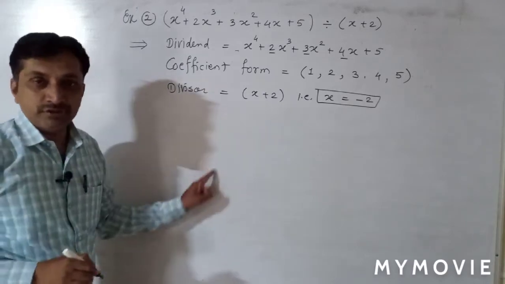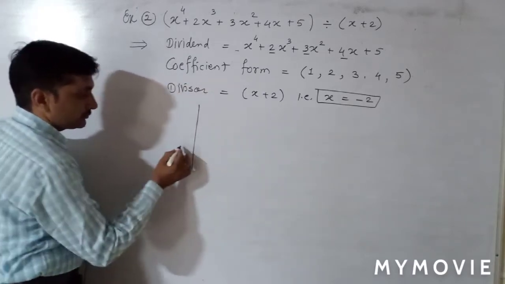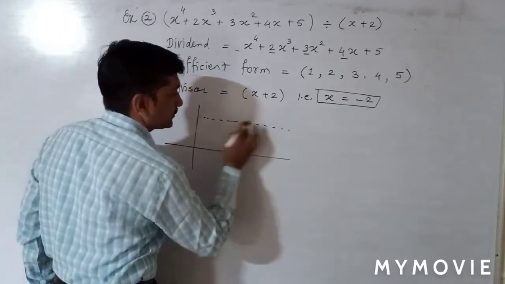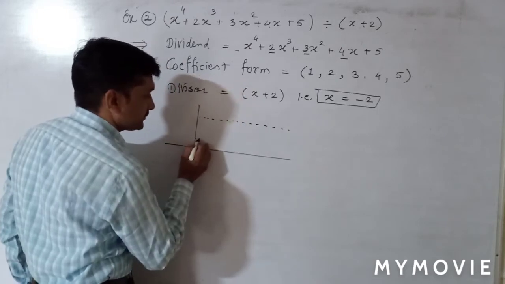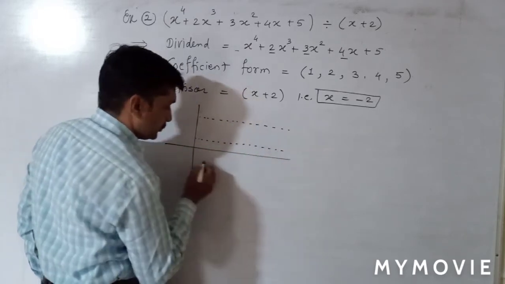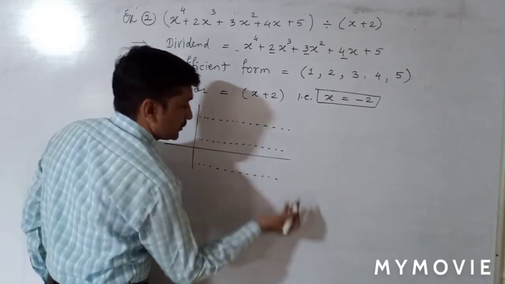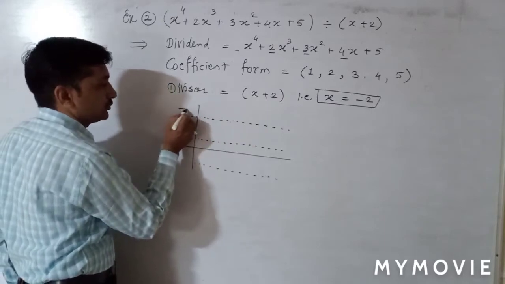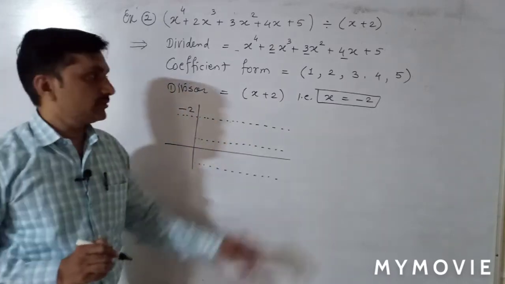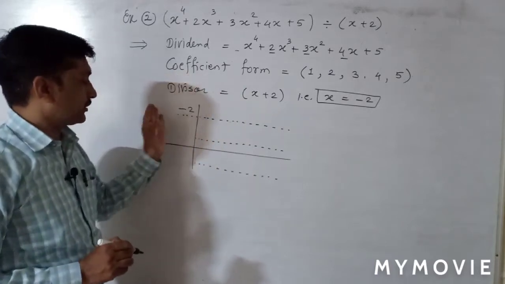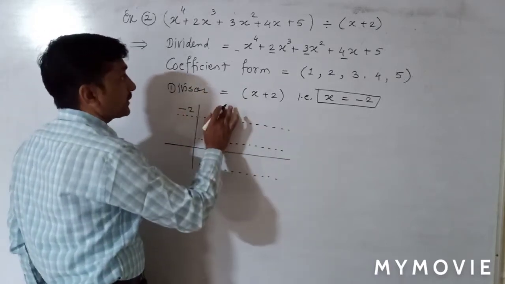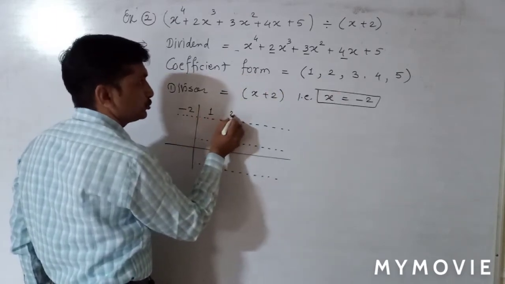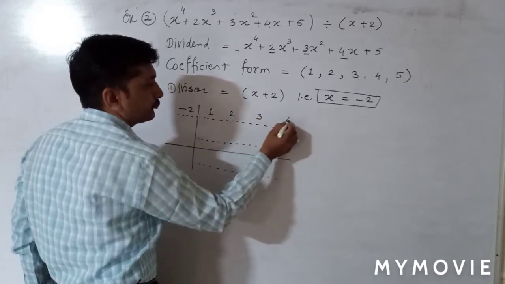Now the division method. First draw a vertical line, a horizontal line. Here the first row, here the second row, here the third row. These are 3 rows. The divisor we have to write on the left, and the opposite of this, means minus 2, here. Divisor minus 2 on the left of the vertical line. On the right side write the coefficients of the dividend: 1, a little space there, 2, 3, 4, 5.